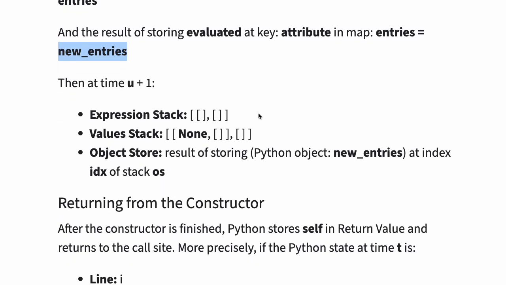Then at time u plus 1, Python pops the empty element as well as the function call from the expression stack and pushes none into the value stack. The object store is the result of storing Python object new entries at index IDX of stack OS.